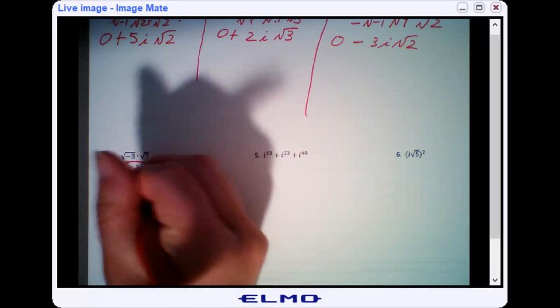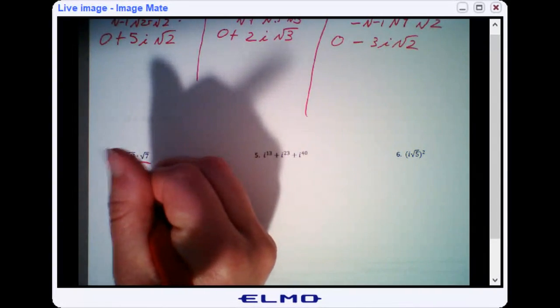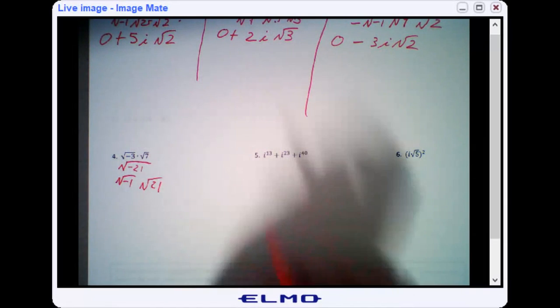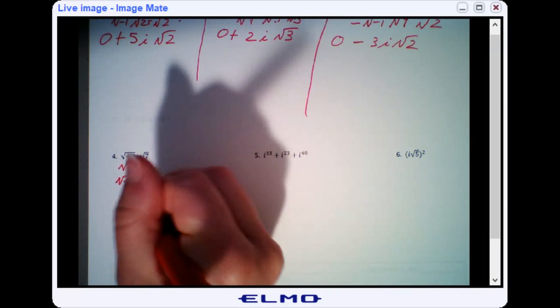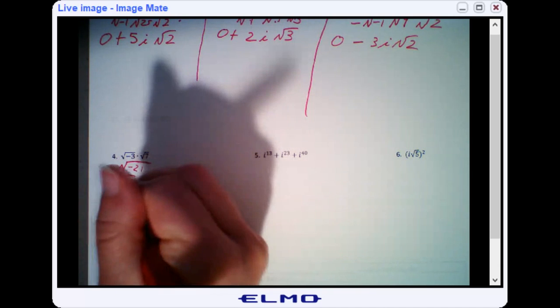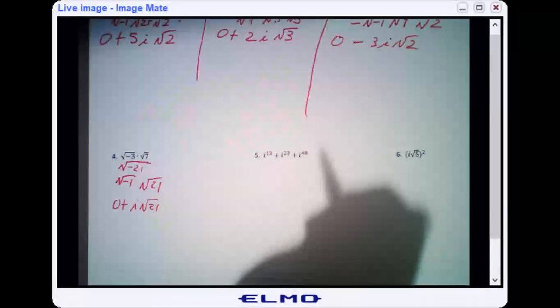So square root of negative 1. 21 does not have any perfect squares that go into it, so I just rewrite it. So I'm going to have i square root of 21. I'm just going to put 0 plus in front so I can put that in standard form.